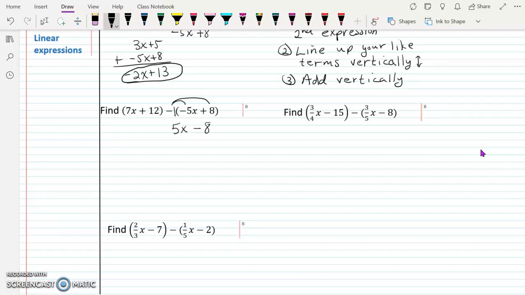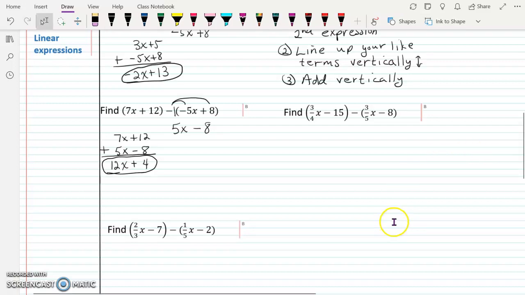Okay, now I need to line up my terms. So I've got 7x plus 12 is my first expression. I'm going to line up 5x with the 7x and -8 with the positive 12 because those are my like terms. And then I'm simply going to add vertically. So 12 plus -8 would be 4, and that's a positive 4 because 12 is bigger than 8. And then I'm going to add 7 plus 5, which is 12, and that's my x term. Since I can't add those together because they're not like terms, I'm finished right there at that answer.